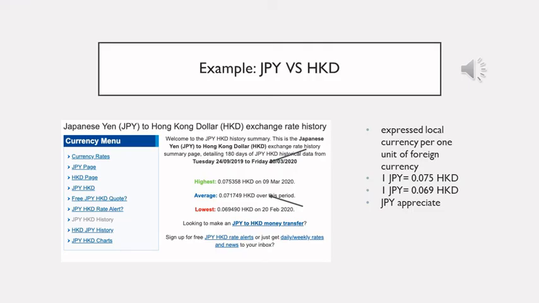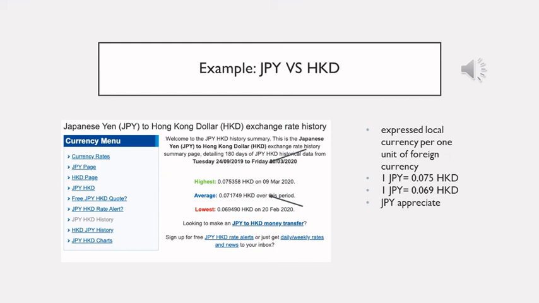So after discussing the questions, let's have a further discussion. Using the Japanese yen to Hong Kong dollar exchange rate, for example, as you can see in the pictures, it shows the highest, average, and lowest Japanese yen to Hong Kong dollar exchange rate history between the 24th of September 2019 and the 20th of March 2020. It is expressed in units of local currency per 1 unit of foreign currency.